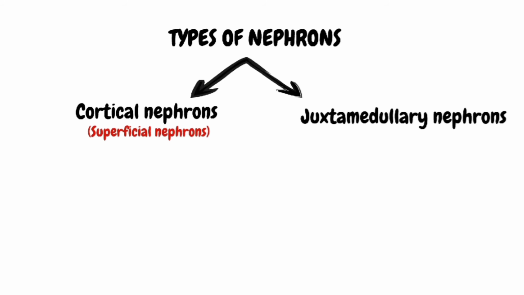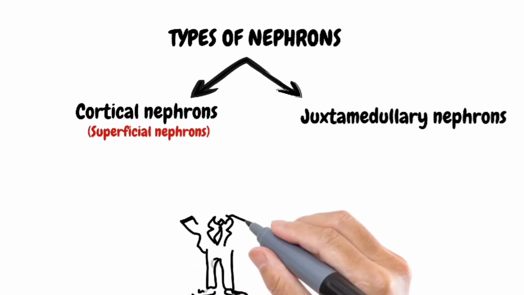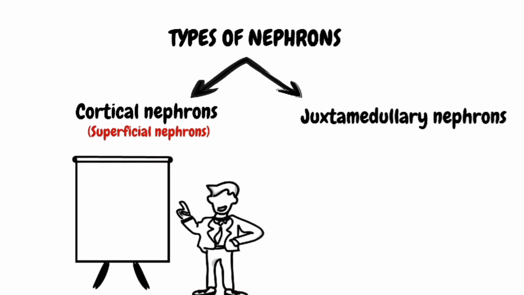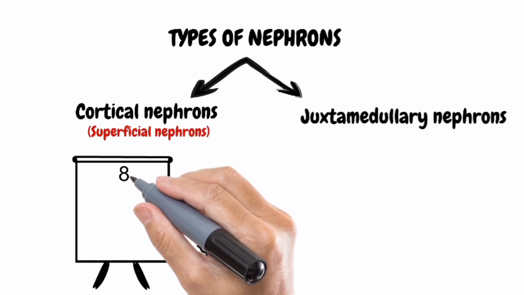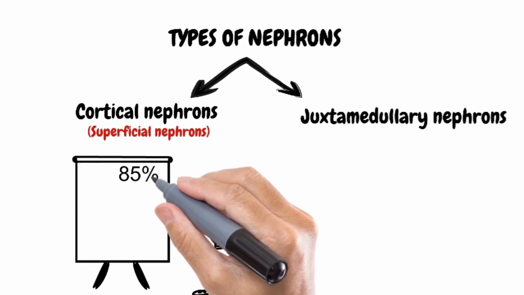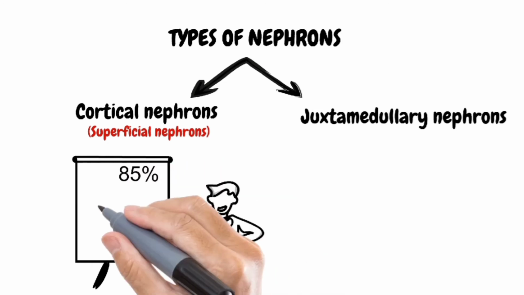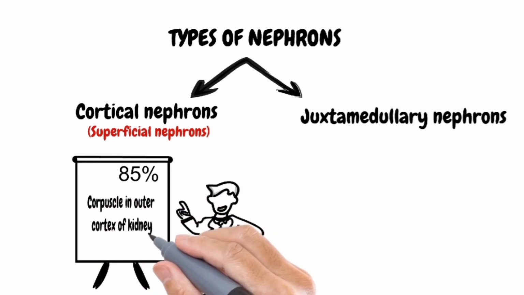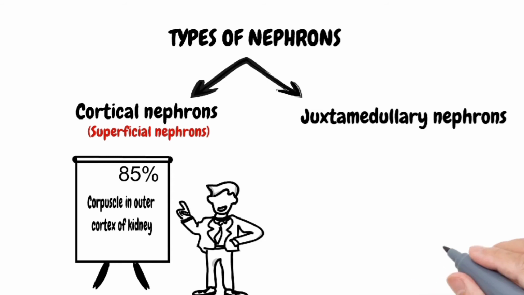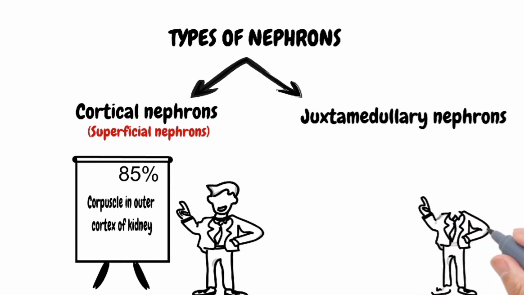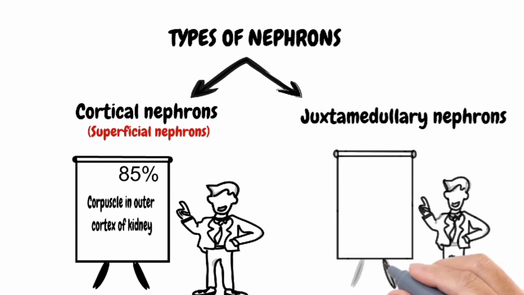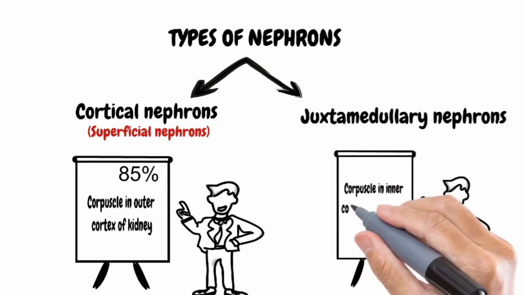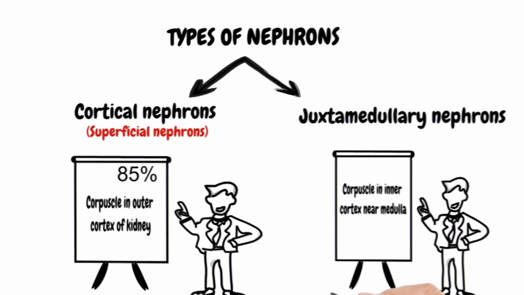Cortical nephrons have their corpuscles in the outer cortex of the kidney near the periphery, and they are so called the cortical nephrons. In humans, 85% of nephrons are cortical nephrons, and they have their corpuscles in the outer cortex of the kidney. Whereas in juxtamedullary nephrons, the nephrons have their corpuscles in the inner cortex of the kidney.